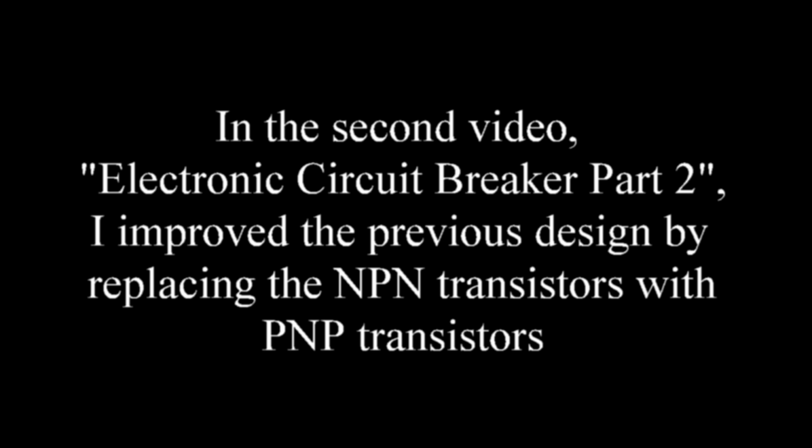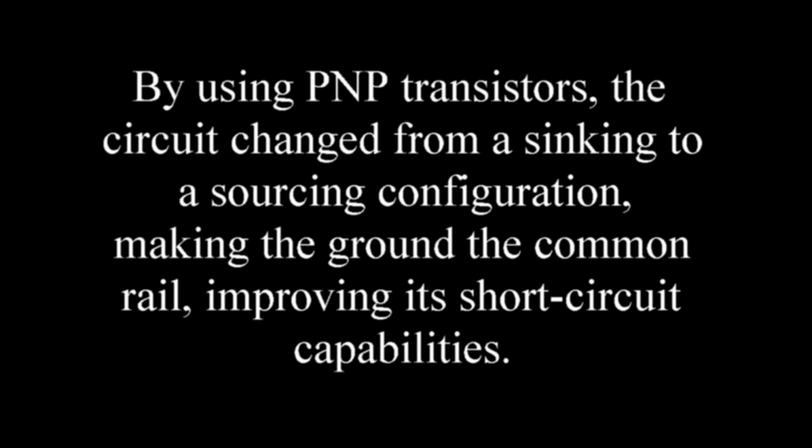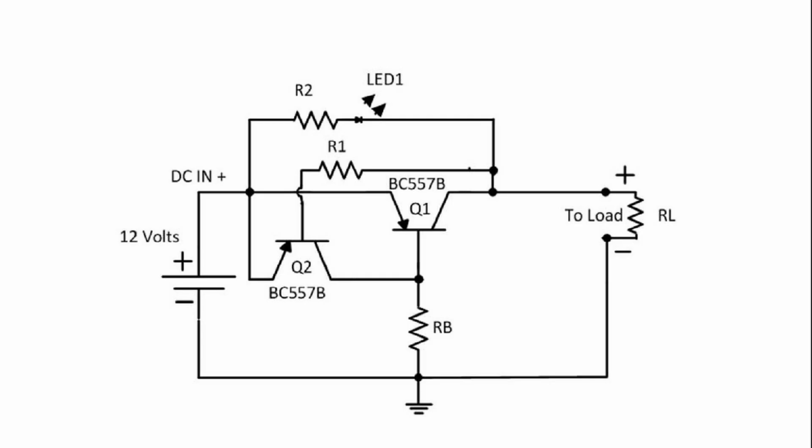In the second video, Electronic Circuit Breaker Part 2, I improved the previous design by replacing the NPN transistors with PNP transistors. By using PNP transistors, the circuit changed from a sinking to a sourcing configuration, making the ground the common rail, improving its short circuit capabilities. Here is the circuit. How it works was explained in the video. You will find its link in the description.